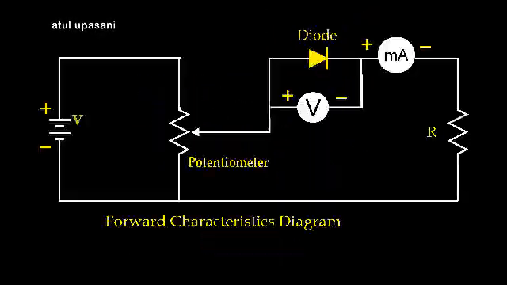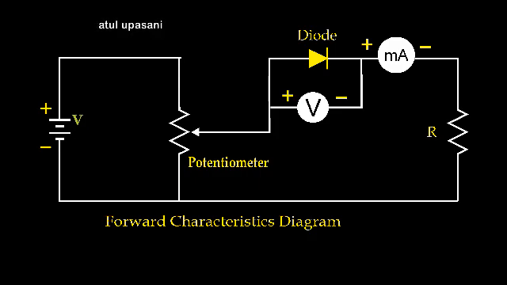Now in the diagram you can see that there is a circuit where the diode is forward biased. How forward biased? See, the voltage applied has a positive terminal which is connected to our potentiometer, and the potentiometer is then connected to the p-type semiconductor of the p-n junction diode. What about the n-type? The n-type of the diode is connected through a milliammeter and a current limiting resistance to the negative terminal of the battery. So in this way we can say that the diode is forward biased.